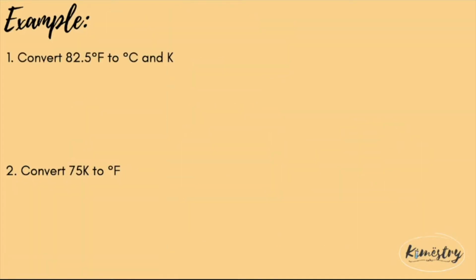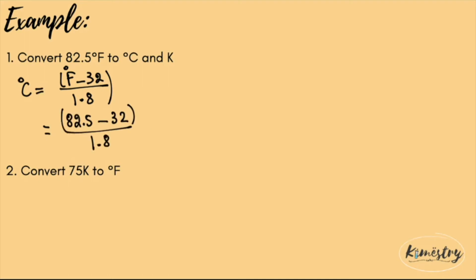Number one, convert 82.5 degree Fahrenheit to degree Celsius and Kelvin. If you look back to the formula, we know that if we have Fahrenheit, we can find Celsius using this formula. Celsius equals Fahrenheit minus 32 divided by 1.8. So I just plug in 82.5 minus 32 divided by 1.8 and I would get 28.1.